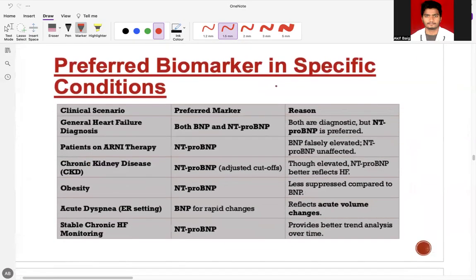So let's go to specific conditions: what are the preferred biomarkers? For general heart failure diagnosis, both BNP and NT-proBNP can be used. Patients on ARNI therapy, NT-proBNP. CKD, NT-proBNP, but the cutoff value has to be adjusted. Obesity, NT-proBNP. Acute dyspnea, BNP for rapid changes. So for acute changes, BNP is always better. Stable chronic heart failure, NT-proBNP is preferred.